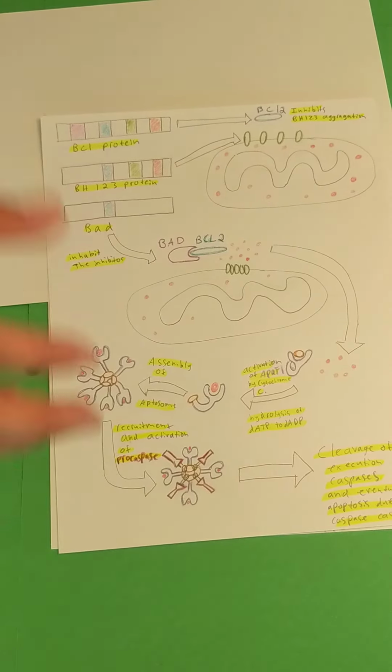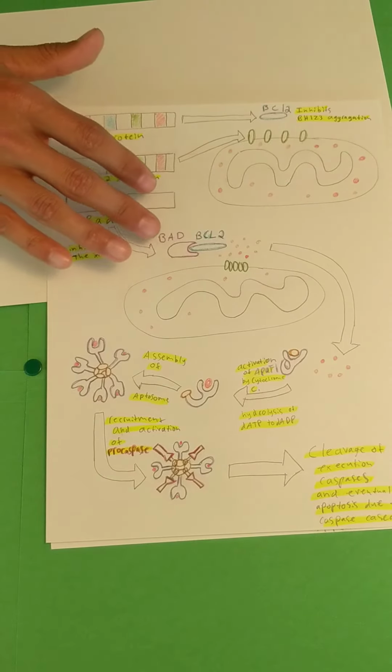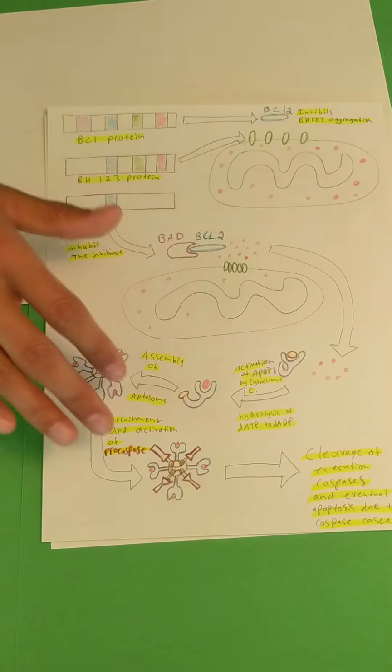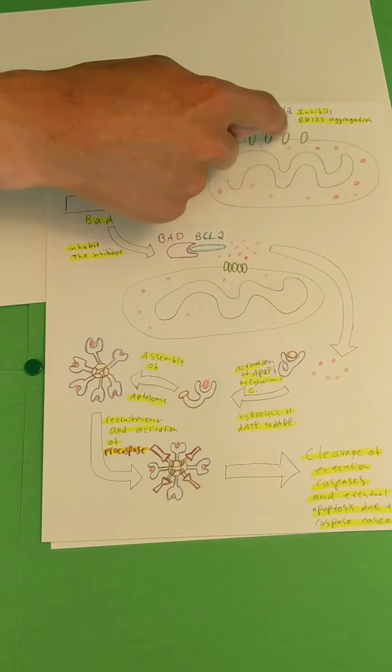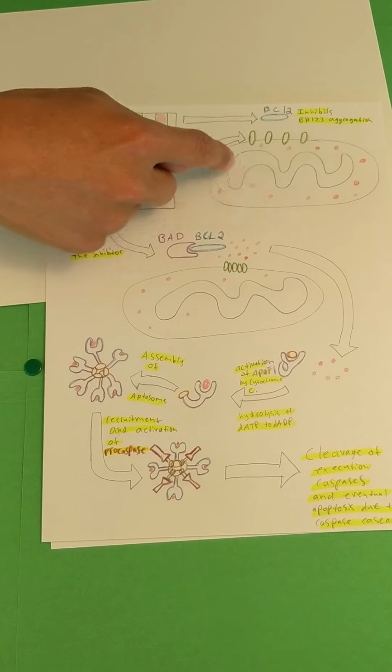Whereas in the mutated model, we no longer have that around, so we're never going to go down this route, and we're going to stay within the BCL2 hindering the cytochrome C release from the mitochondria.